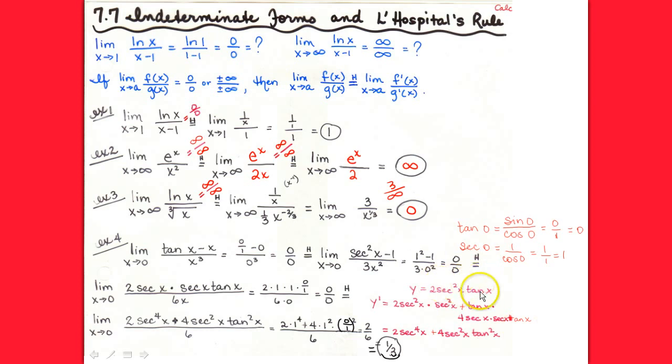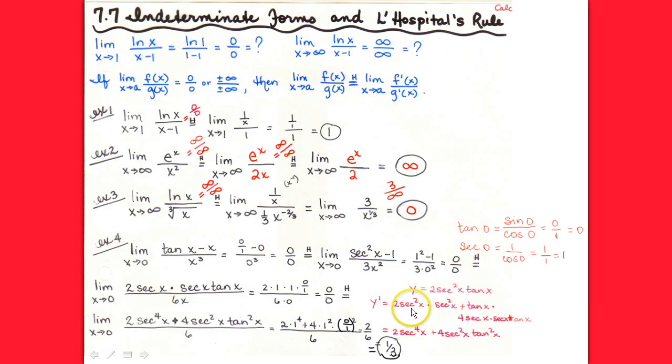It's a product. So I'm going to do first times derivative of second. Derivative of tangent is secant squared. Plus second times derivative of first. The first was 2 secant squared, so I'm going to do chain rule. Outside would be 2 times 2 is 4 secant to the first, and then the derivative of secant is secant tangent. Okay, so let's simplify what we've got.